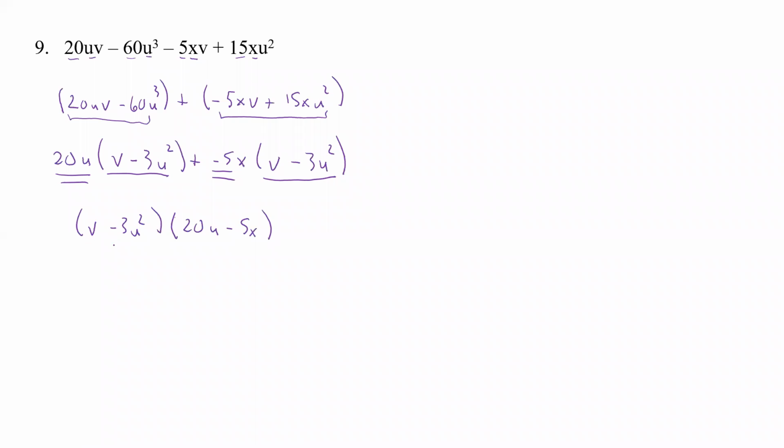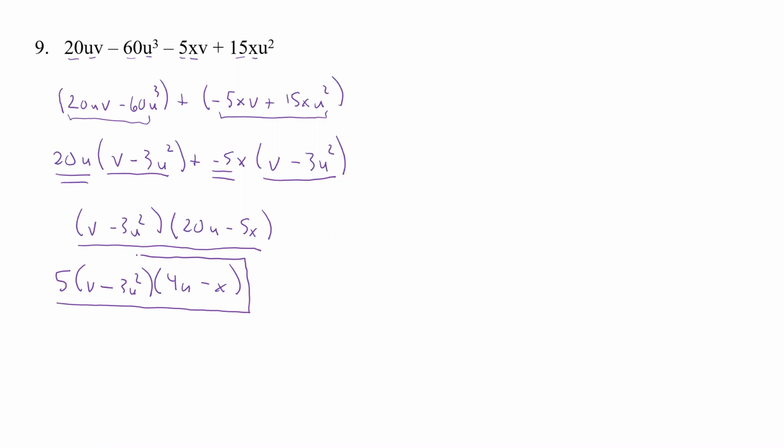And so this is almost my factored form because I just realized that I did it again. I had a 5 I could pull out of everything, and so I have a 5 I can still pull out of here. So that's going to be a v minus 3u squared times, now if I pull out a 5, that's going to be a 4u minus x. Now that's going to be my total factored form.